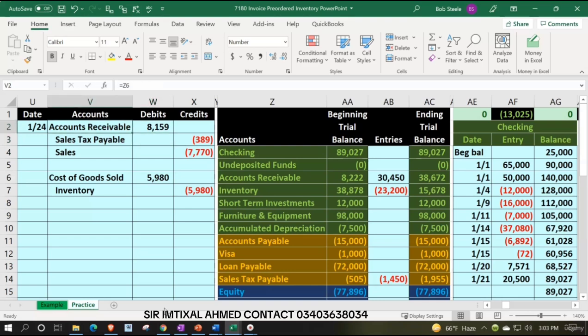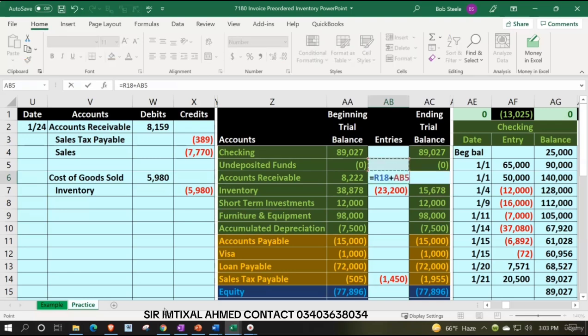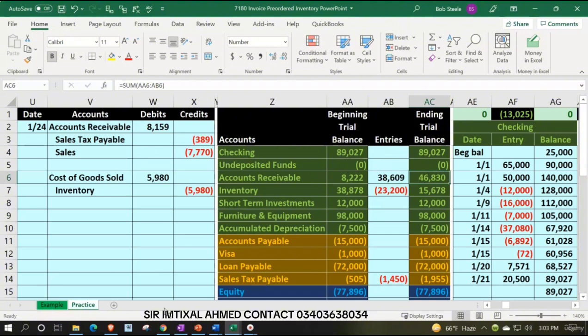Let's post it out, trying to do it just with the keyboard here. No mouse whatsoever. We don't need that mouse. I'm just going to unplug that thing here. We're going to go into the receivable, F2 plus F2, picking up that 8159. We're up to 46830.